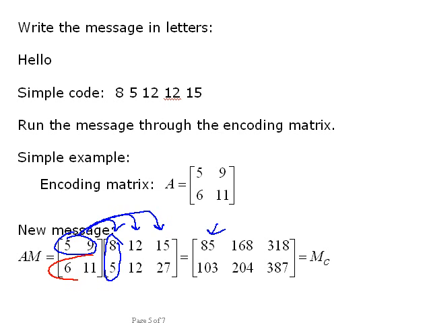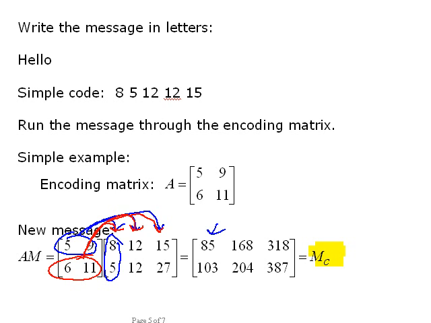Then you pick up the second row and you do the same thing. The 6 and 11 multiply the 8 and 5. And then the 12 and 12. And then the 15 and 27. And here is my coded matrix. It's not very sophisticated, but that's how it is.